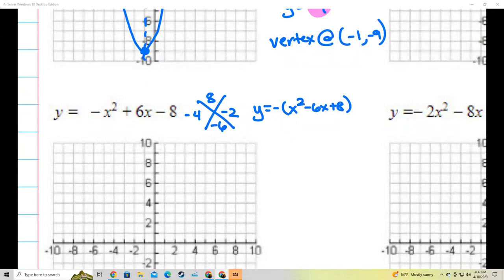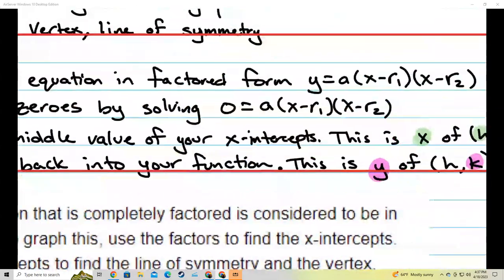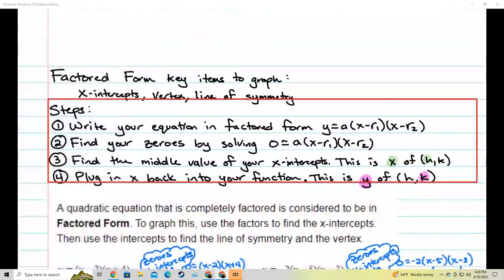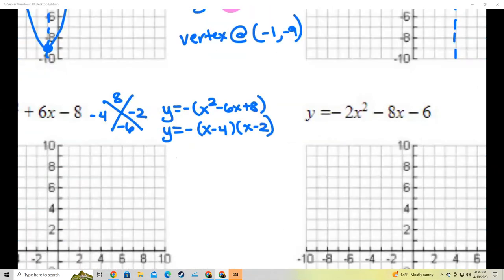Okay, so when I factor this, it's going to be y equals negative parentheses parentheses, and we said that the answer is (x minus 4) and (x minus 2). Now that it's in factored form, now I can go ahead and start with the process. So step number 1 is done. I wrote the equation in factored form, check. Now I need to set it equal to 0 and find my roots. So let's set these equal to 0.